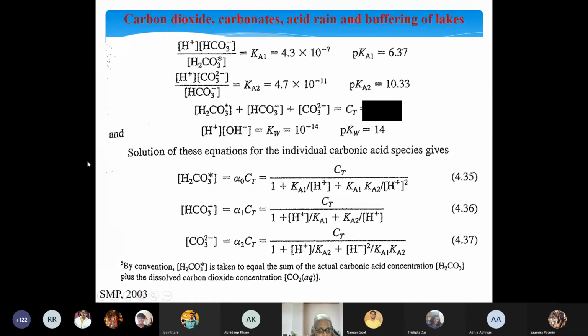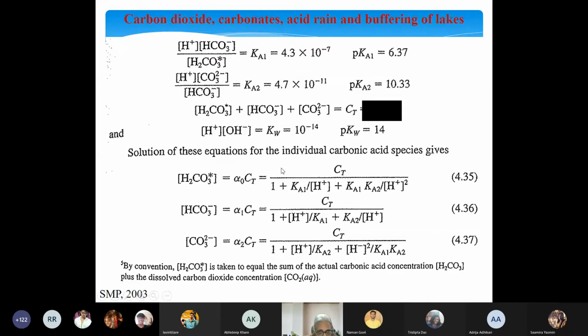Now I want to solve for the pH. I want to know how much total carbon is there in the water because the carbon dioxide emissions are increasing. So as the carbon dioxide in the atmosphere increases, the amount of carbon dioxide that dissolves into water will also increase, right? So let us solve for that.